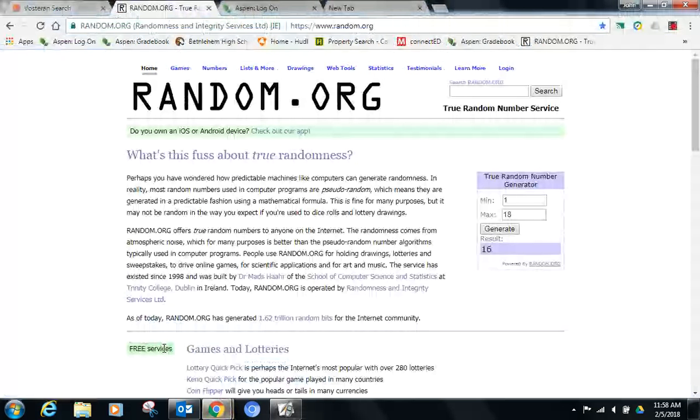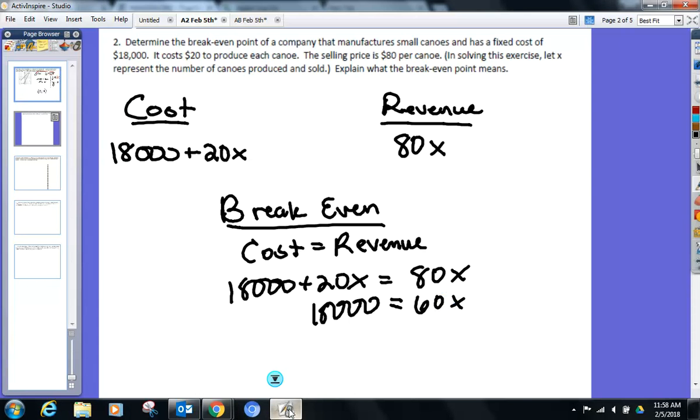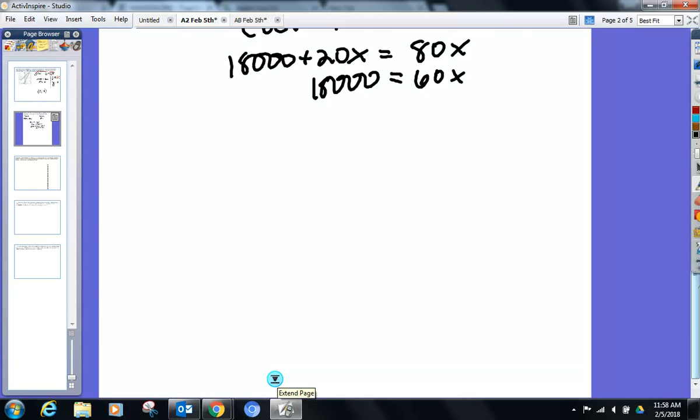How many canoes need to be sold? Here you go. How many canoes need to be sold? 300 canoes. Yep.